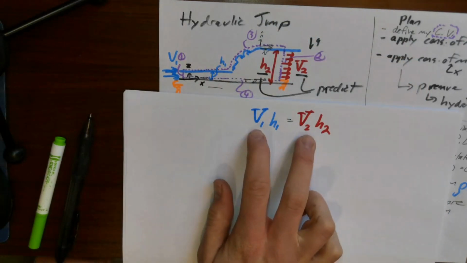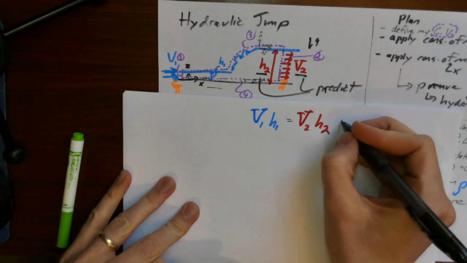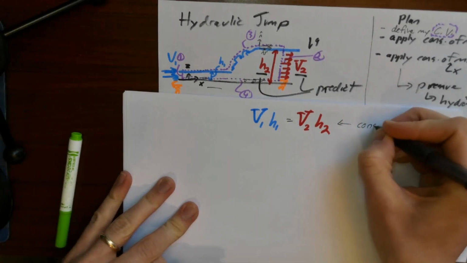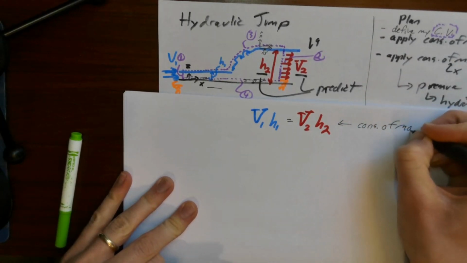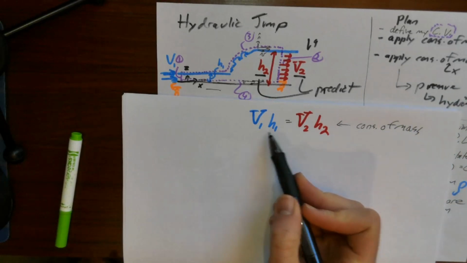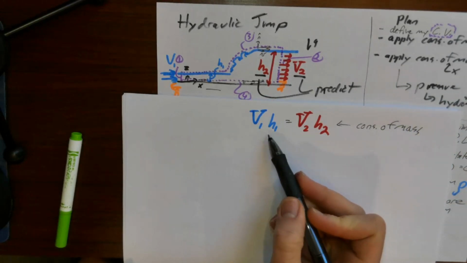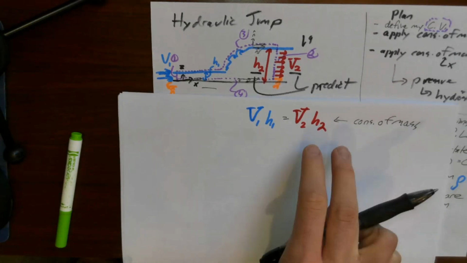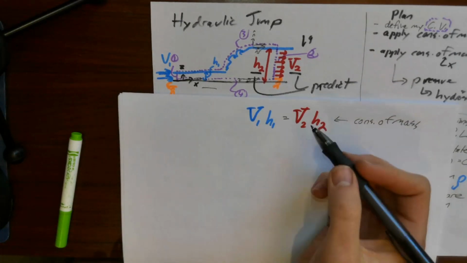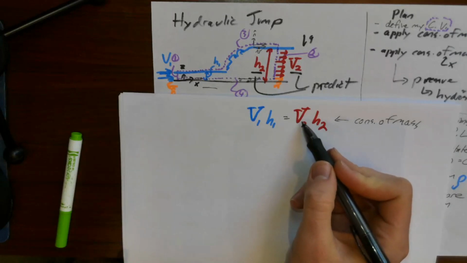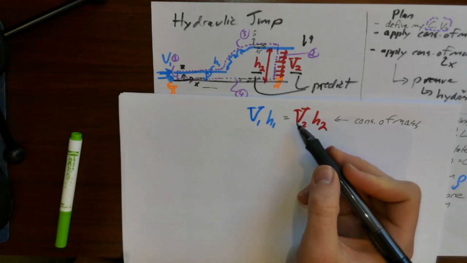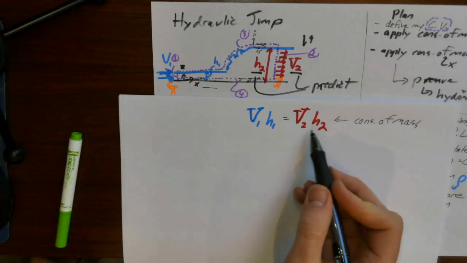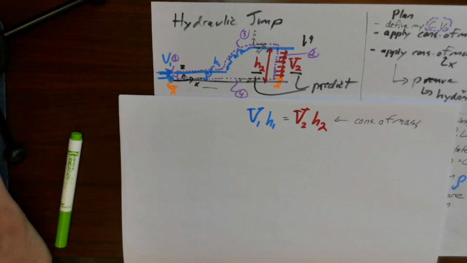So what do we have here? We have one equation. This equation comes out of conservation of mass, but we have two unknowns. So we're going to need another equation to resolve these unknowns, and hopefully this equation involves v2, h2, or both of them, such that we'll have two equations and two unknowns to determine them.